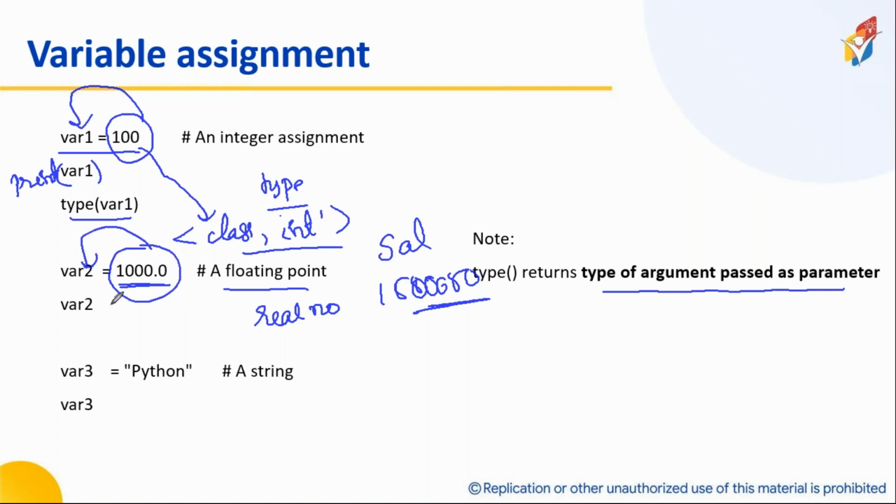If I want to know the data type of this one, what I will do is type of variable2. Then this is called a string. A string is nothing but a group of characters. This group of characters I'm storing in a variable called variable3. Now, let me demonstrate this and show you. Just a minute.